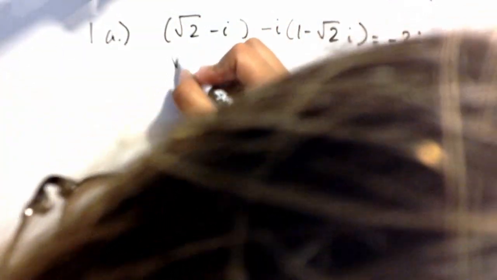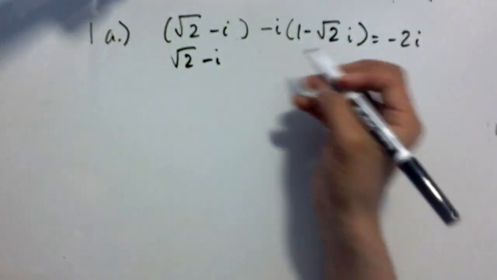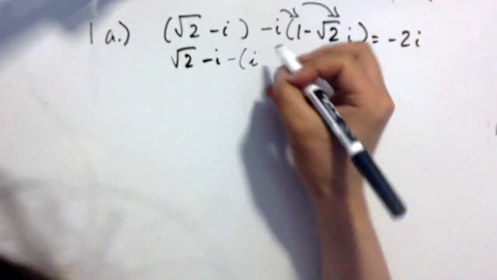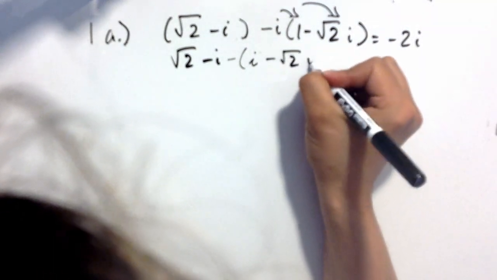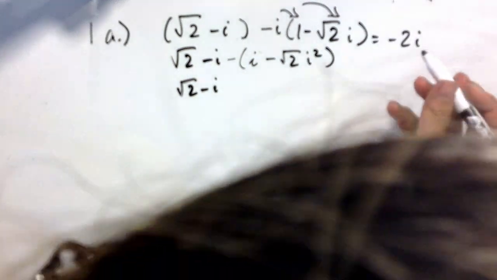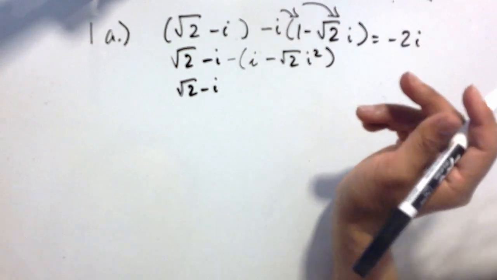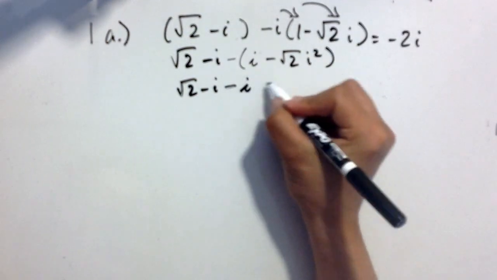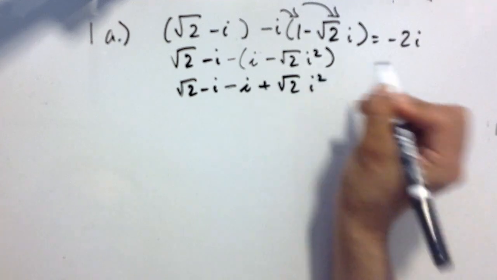We can start out by removing parentheses from this term and then multiplying out i. We get i minus square root of 2 i squared, continuing, then we can factor in the minus sign, so we can remove these parentheses and we'll get minus i plus square root of 2 i squared.